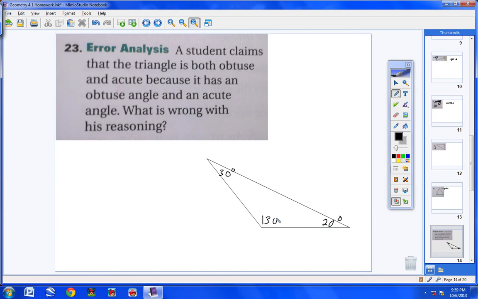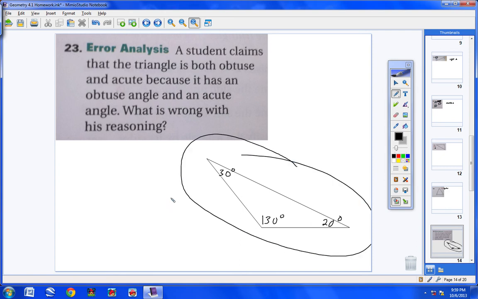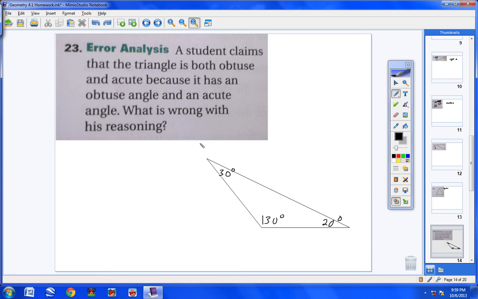And the problem reads as follows. A student claims that this triangle right here is both obtuse and acute, because we do have an obtuse angle right here, but we also have two acute angles here and here. And then the question says, what is wrong with his reasoning? Well, students, I hope you can very quickly figure this out.